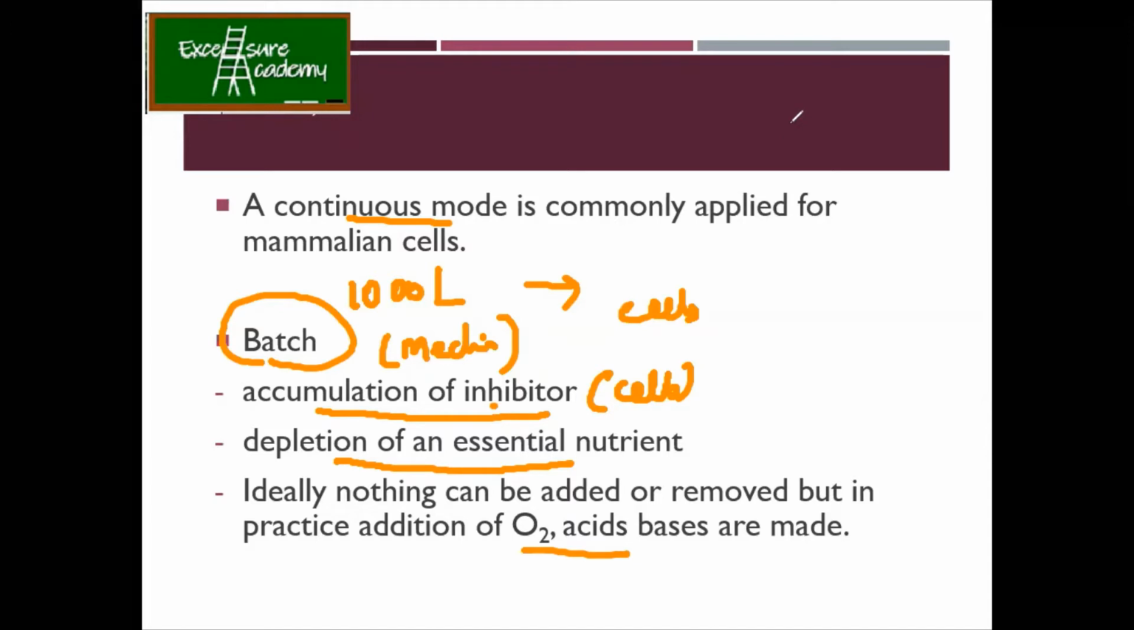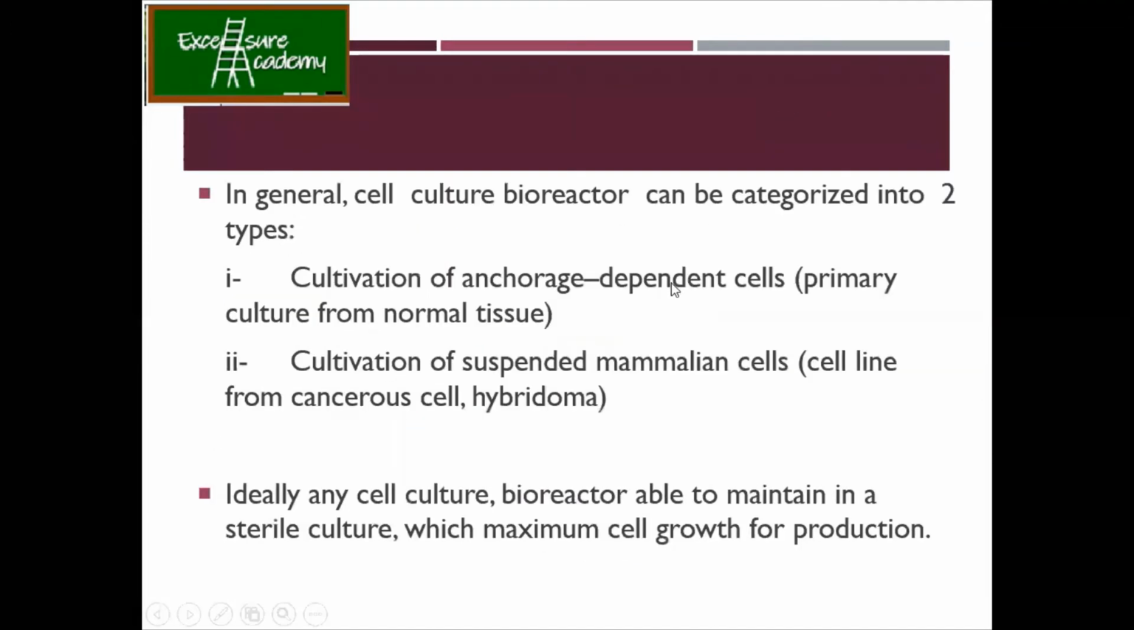Okay. Guys, you can stop in between if you're not able to understand any sentence. Now, in general, the cell culture bioreactor can be categorized into two types, because we know that there are two different types of cells. A few cells are anchorage dependent and a few are anchorage independent, right? They will come under the suspended mammalian cells. So depending on your requirement, you can cultivate the anchorage dependent cells and you can have the suspended cells also. For example, an anchorage dependent cell is HeLa, very commonly used, and a suspended one is THP1.